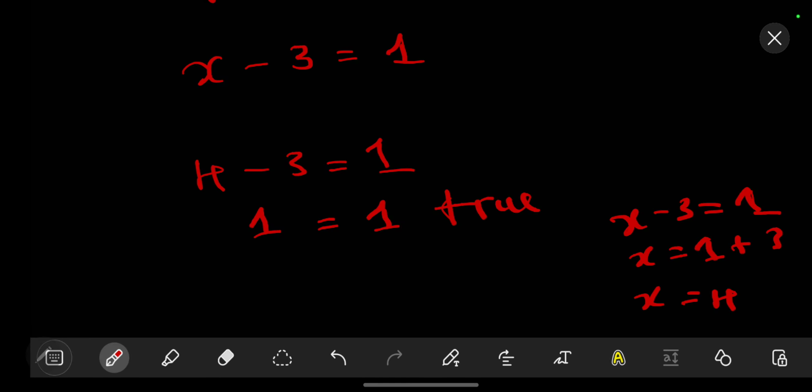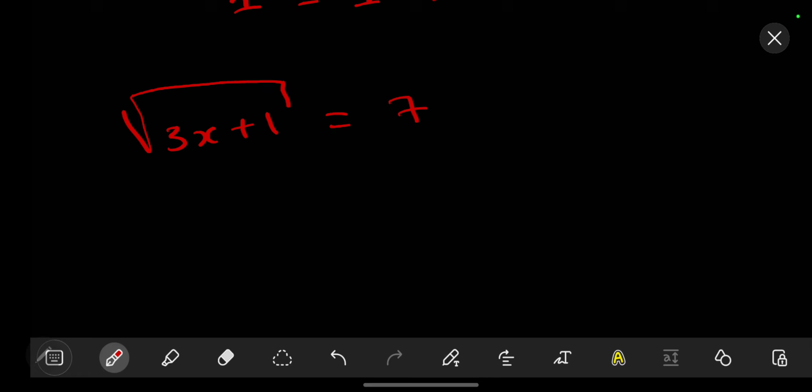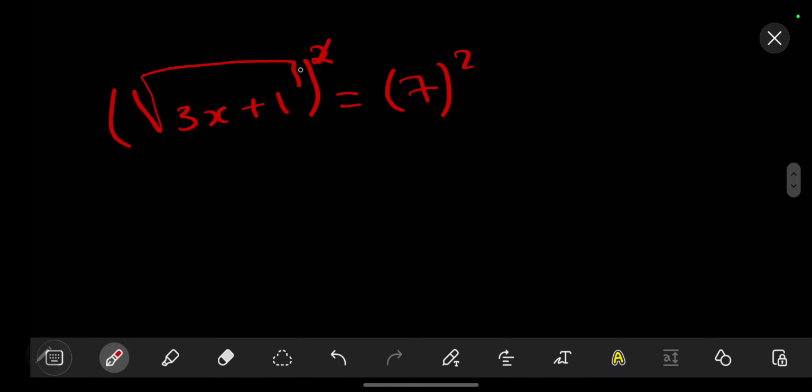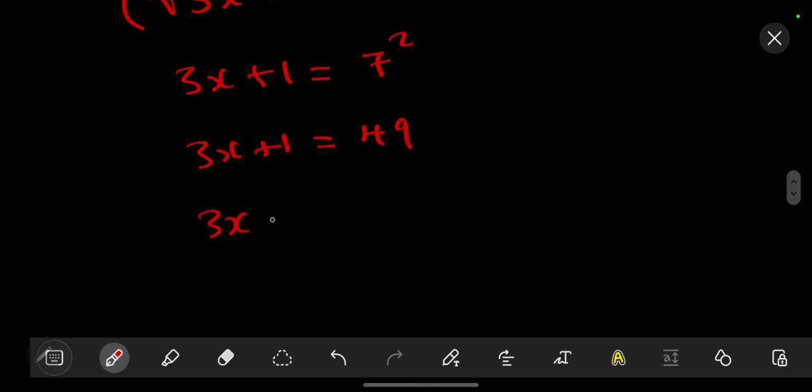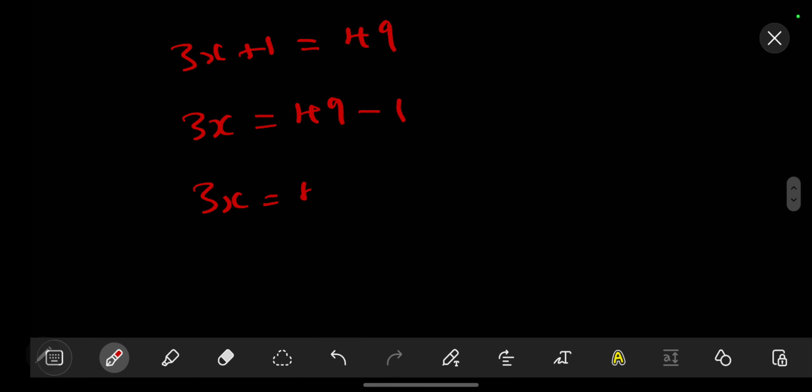So let's now answer other questions. Let's say we have this one. Now let's deal with our radicals. Immediately you look at this, you square both sides. So the square and the square root will cancel. So we are going to have 3x plus 1 equal to 7 squared. 7 squared is equal to 49. So we get 3x equal to 49, and the 1 crosses the equal sign, so we have minus 1. So our 3x will be equal to 48.